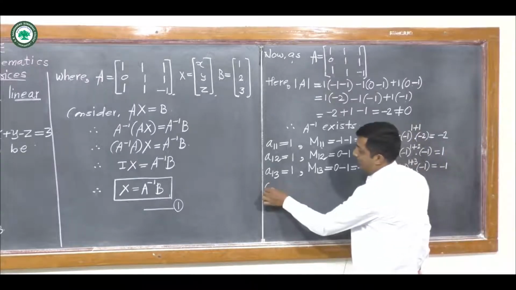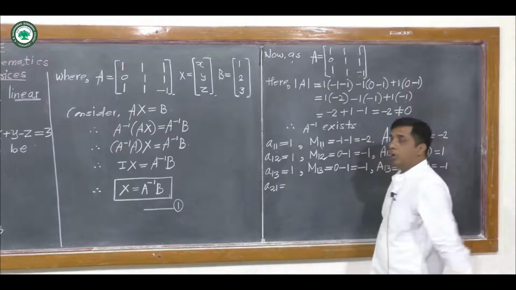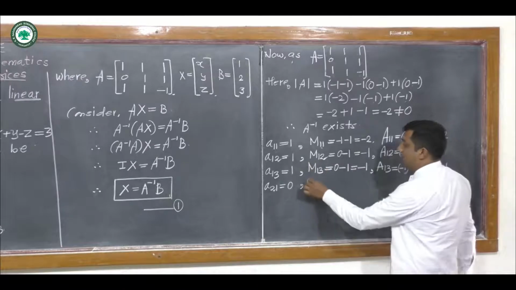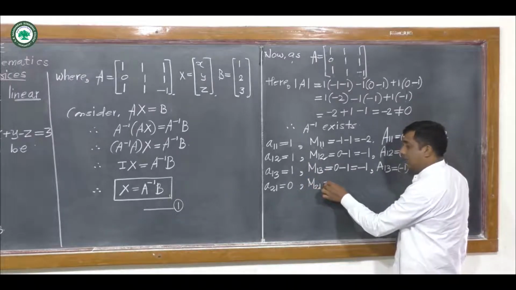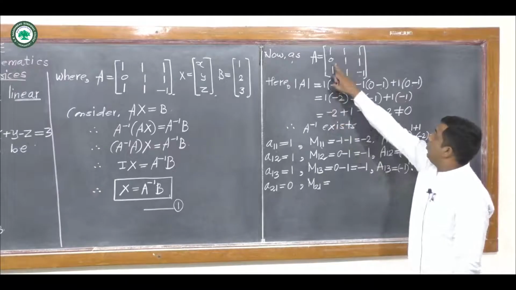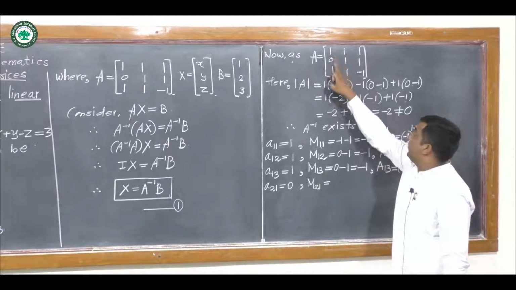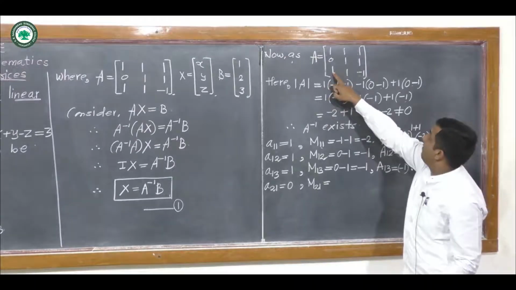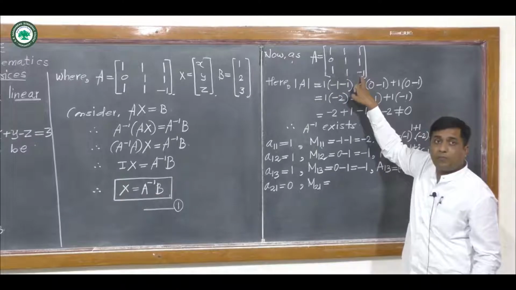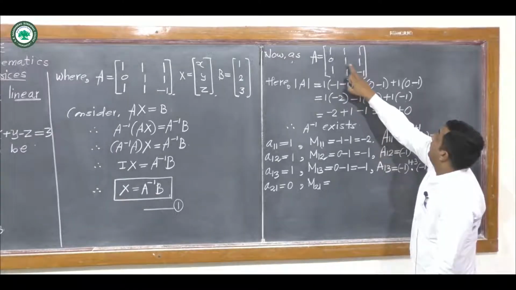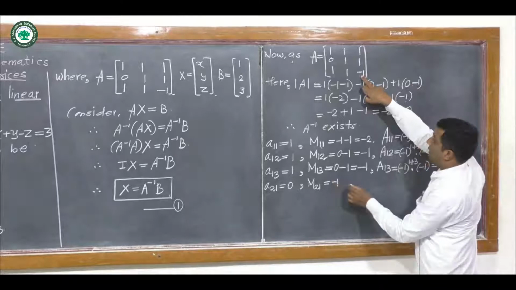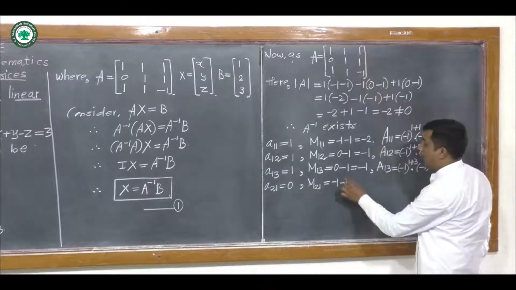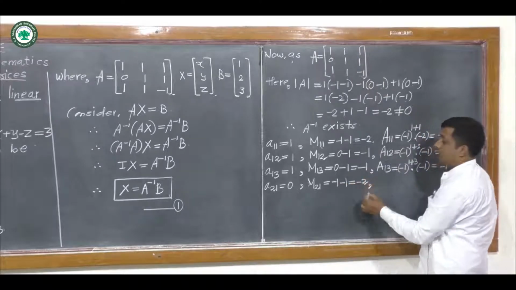Next, the next element is A21, and we know A21 is 0. The minor of this element is M21. A21 is in the second row and first column, so we delete the second row and first column and we consider the remaining 1 1, 1 minus 1 for the calculation. So 1 into minus 1 is minus 1, then with minus sign, again 1 into 1 is 1 and is equal to minus 2.